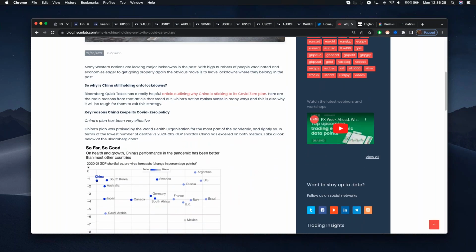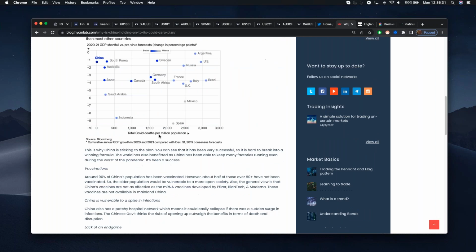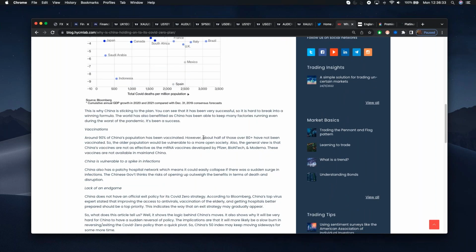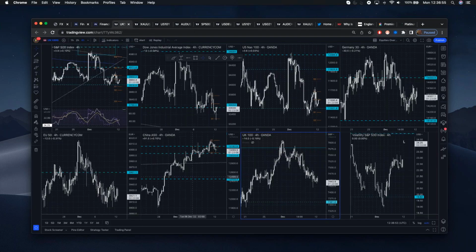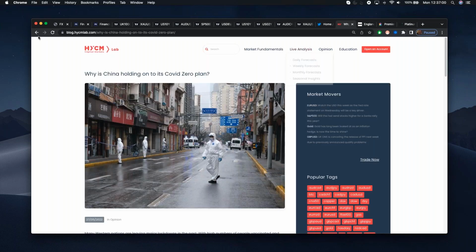And we said all the way back in May, I pointed out that one of the problems was that half of 80-year-olds hadn't been vaccinated, so the operation would be vulnerable to a more open society. There was that vulnerability that was stopping China pivoting. But once they said they were prioritizing that, that was one of the key reasons I was confident in the China 50 gaining.